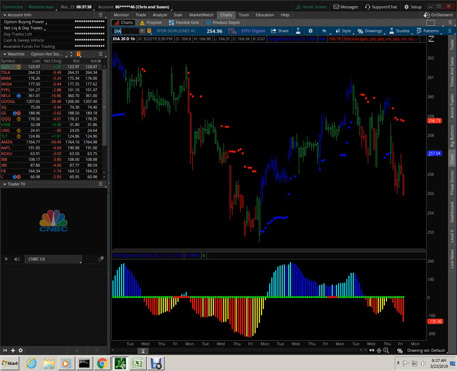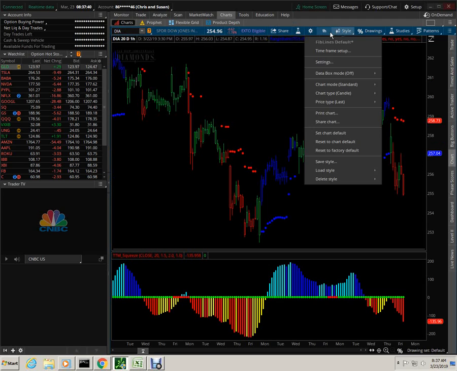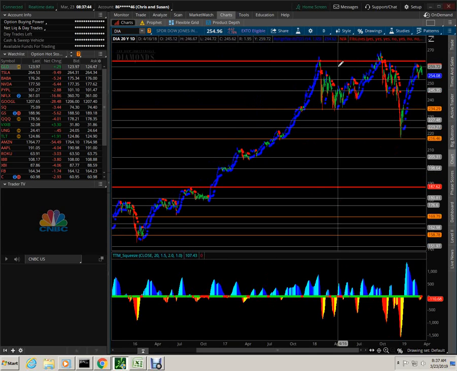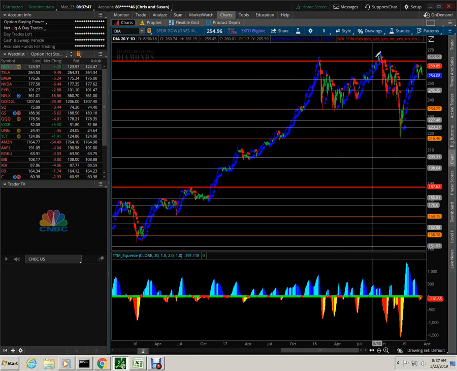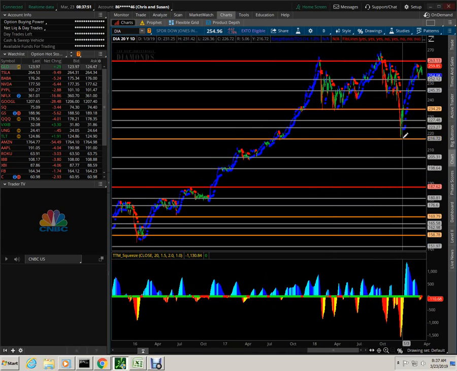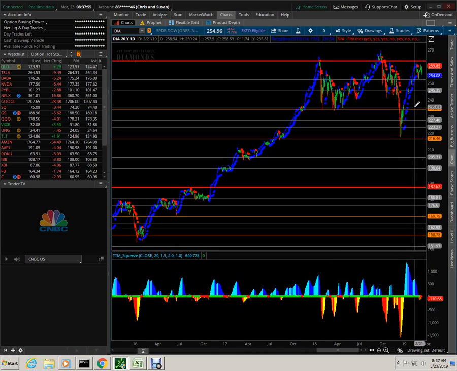We'll start with the DIA, the Dow. Let's go back to a daily here. We had that huge sell-off back at the end of 2018, took us all the way down here to this orange line. We rallied pretty much all the way back up here. Now we're kind of running into some resistance. I personally think we're going to make it back to the old highs, just a question of time.